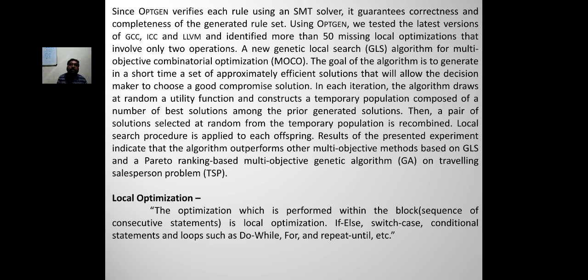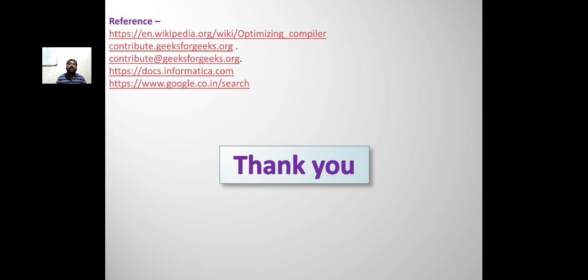Local optimization is the optimization performed within a block, a sequence of consecutive statements. It applies to constructs such as if, switch case, conditional statements, and loops such as do while, for, and repeat until. In reference to global optimization, my topic is complete.